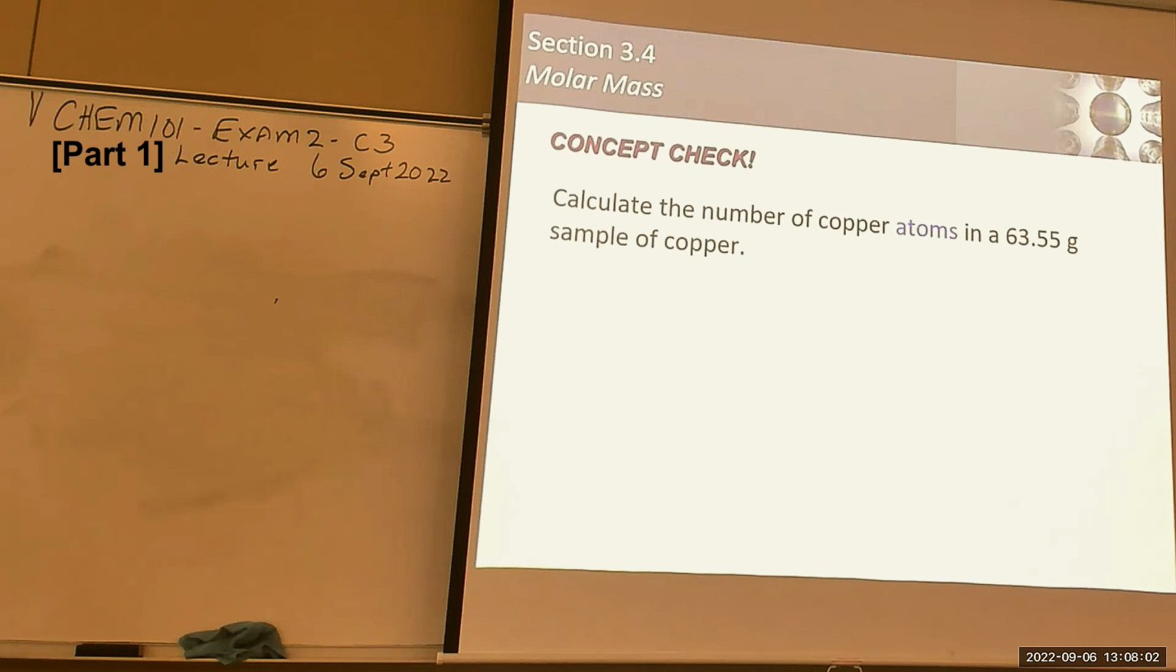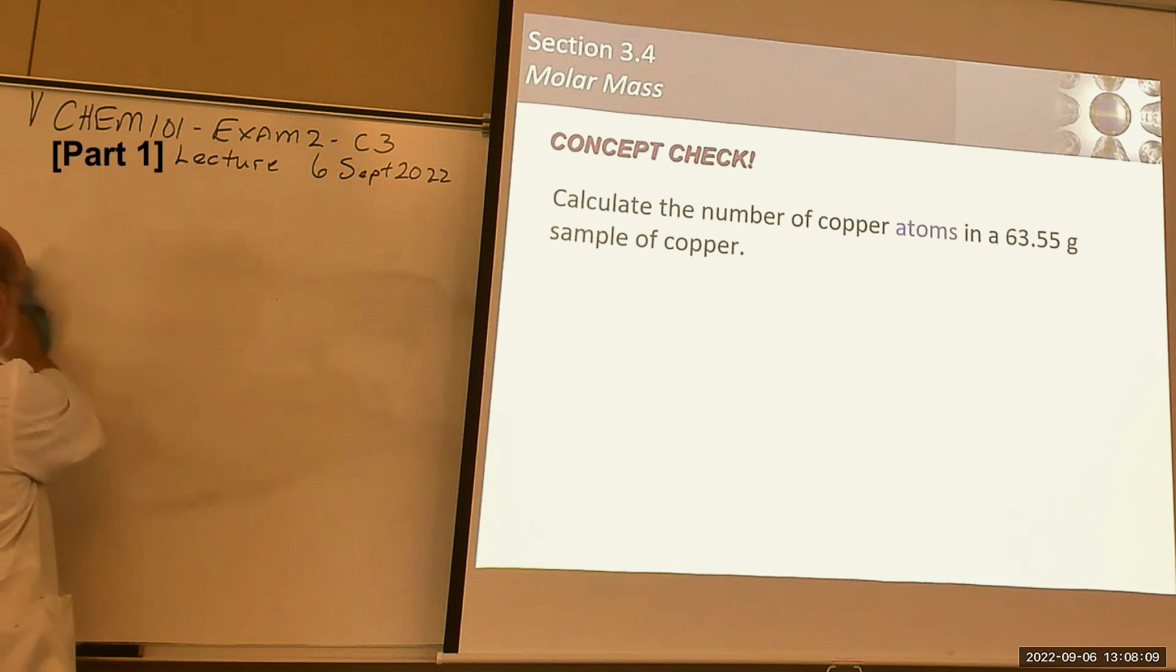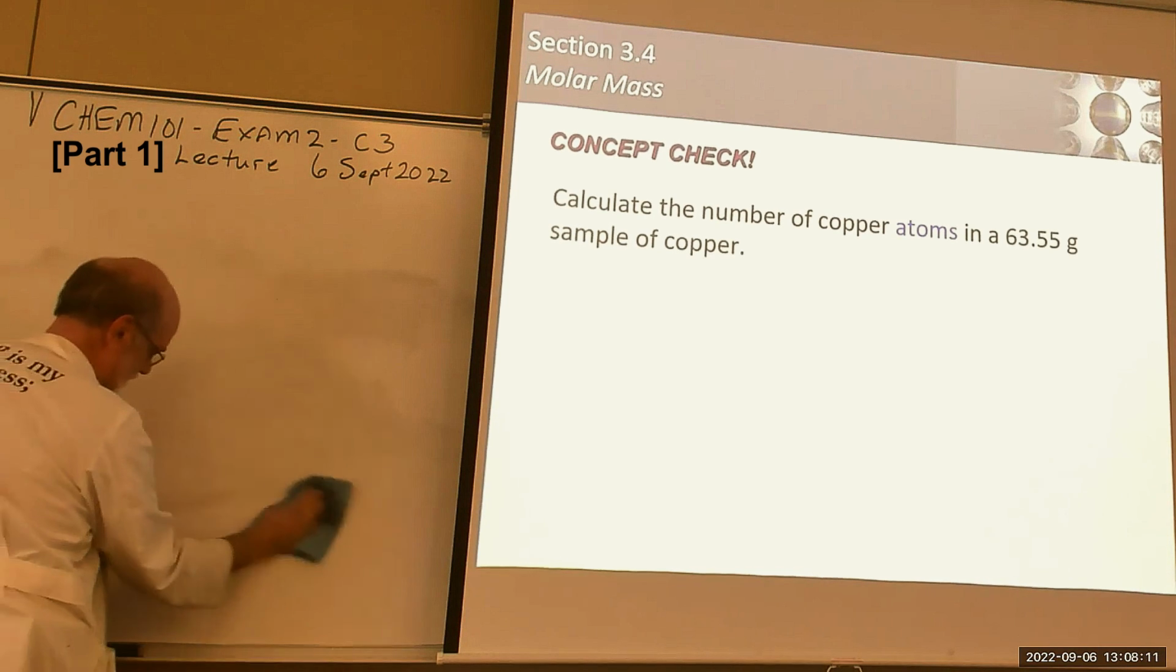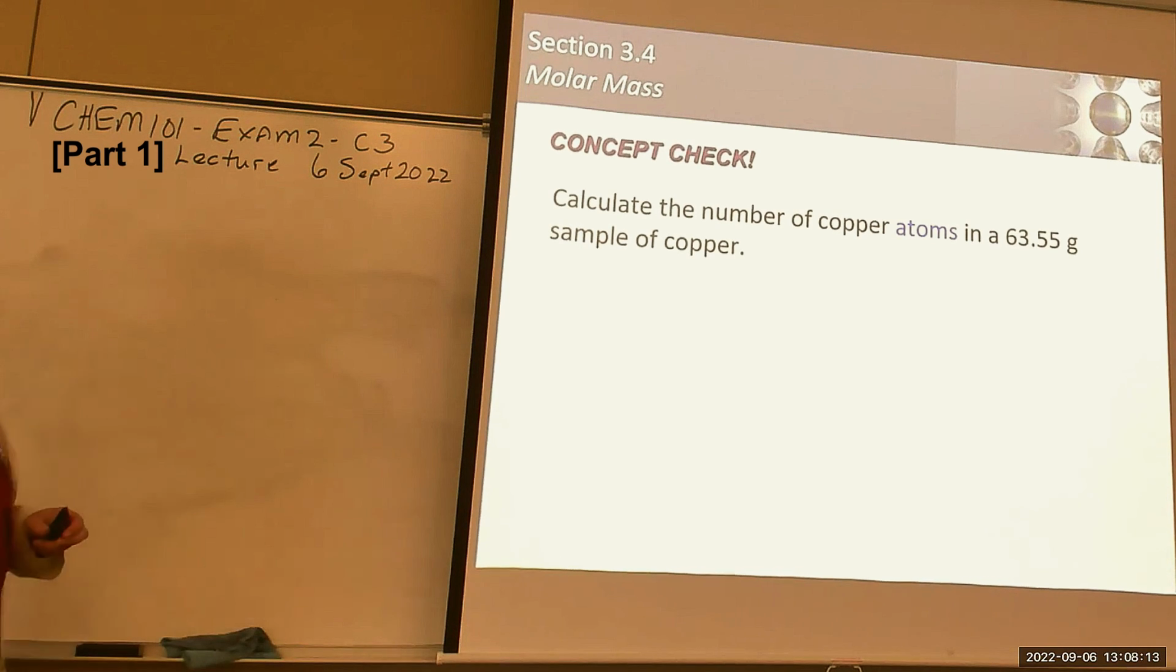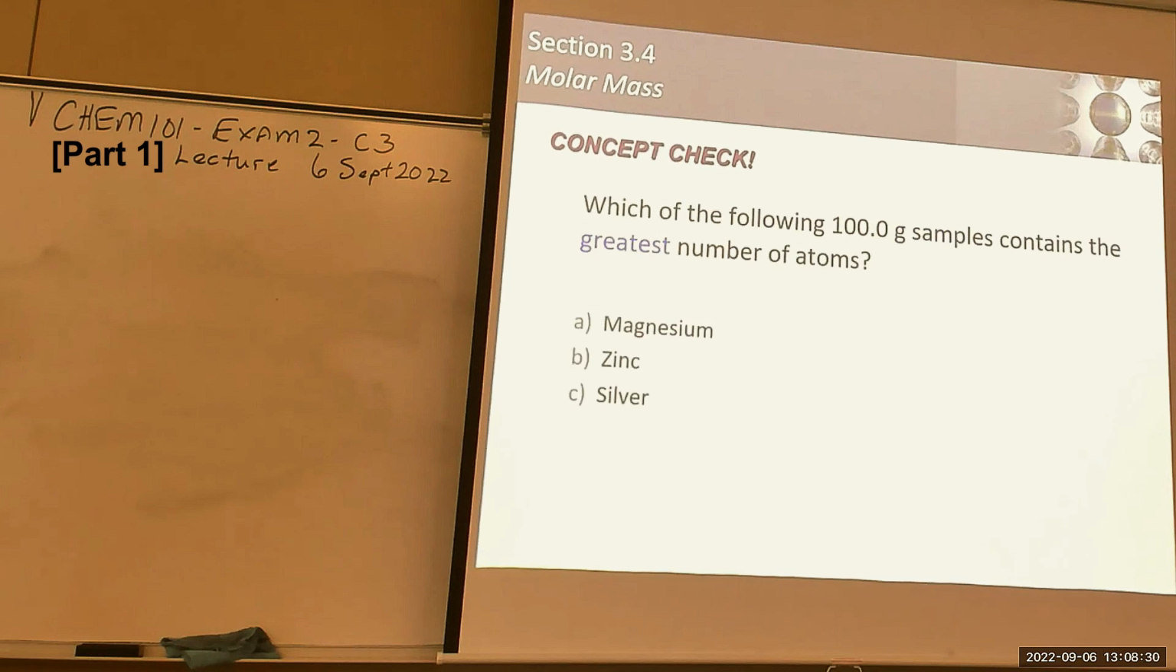About the number of copper atoms in a 63.55 gram sample of copper. This one doesn't even need a calculation. We just said that that's what a mole would weigh, right? So the number of copper atoms would be 6.022 times 10 to the 23rd, correct? 1 mole. Trick question.